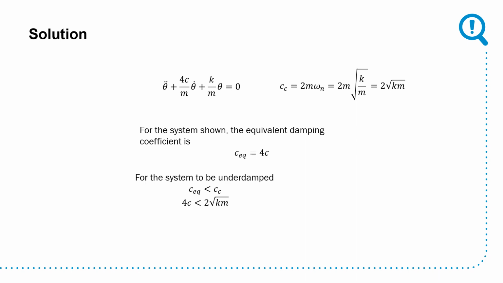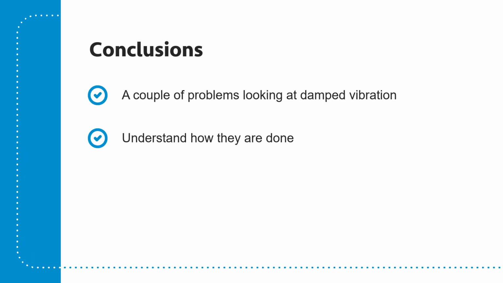For the system to be underdamped, which is one thing I might want to check, C equivalent has to be less than Cc. So 4C is less than 2 square root Km, which I've just calculated. And C is less than 1/2 square root of Km.